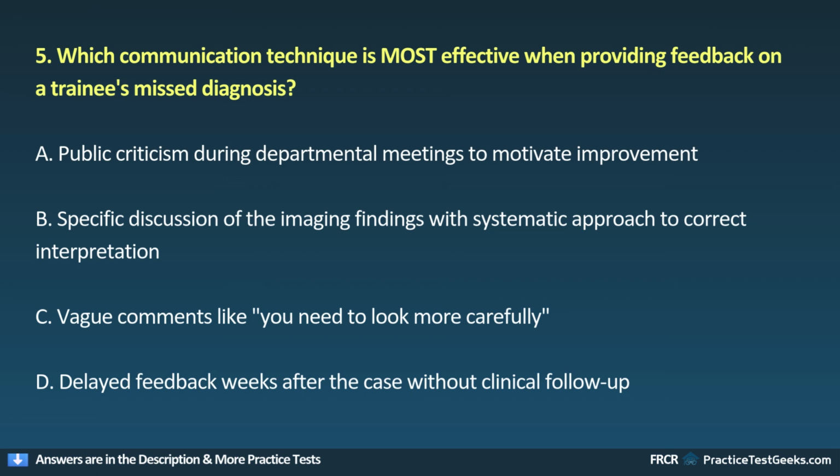5. Which communication technique is most effective when providing feedback on a trainee's misdiagnosis? A. Public criticism during departmental meetings to motivate improvement. B. Specific discussion of the imaging findings with systematic approach to correct interpretation. C. Vague comments like, "You need to look more carefully." D. Delayed feedback weeks after the case without clinical follow-up.